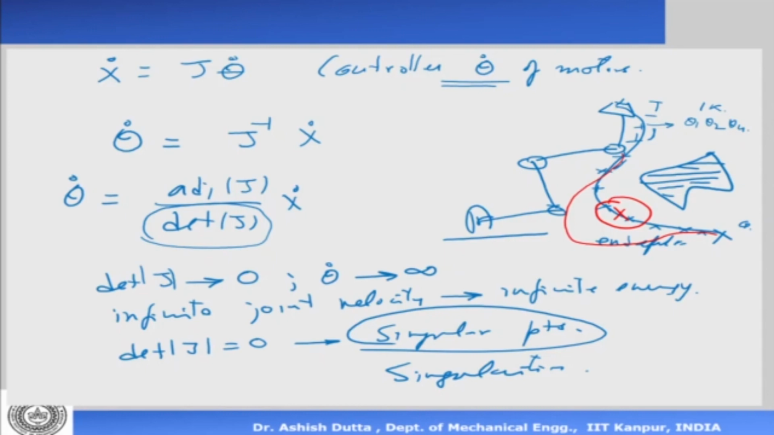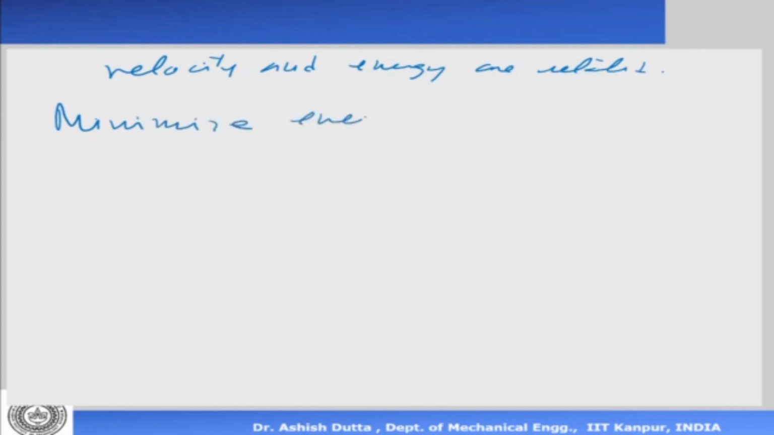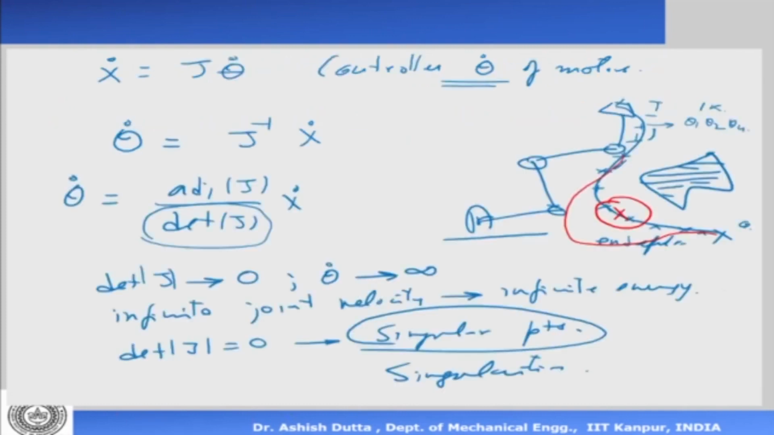The second is, this also gives us an indicator of energy. Because you know that velocity and energy are related. Right? Because if you want more velocity, you have to give more energy. So there is a relation there between the motor velocity and the energy. Okay. So if you want to minimize energy, then you must maximize determinant of j. This is very clear from the previous relationship.